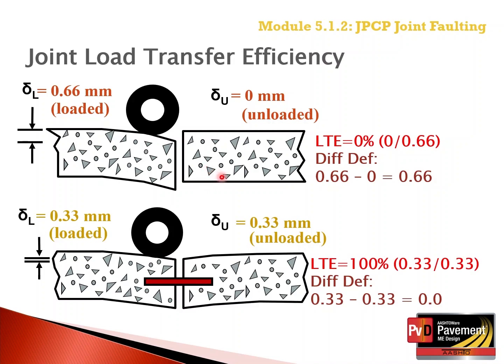The second is when all of the load is transferred across the transverse joint. So the transverse joint is simulating the interior slab condition, and the deflection of the unloaded slab is equal to the deflection of the loaded slab. So the differential deflection is zero and the load transfer efficiency is 100%. This condition is approached when dowels are used in the transverse joint and the width of the joint is very low or very tight.